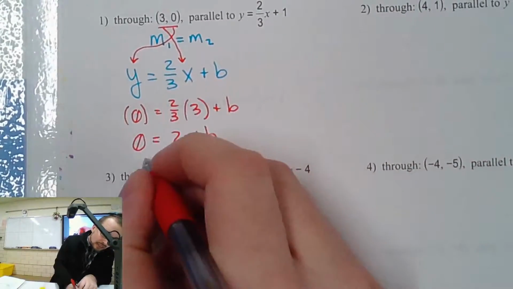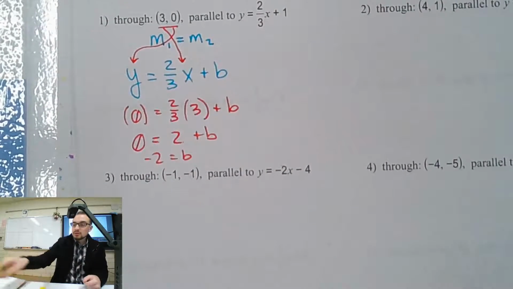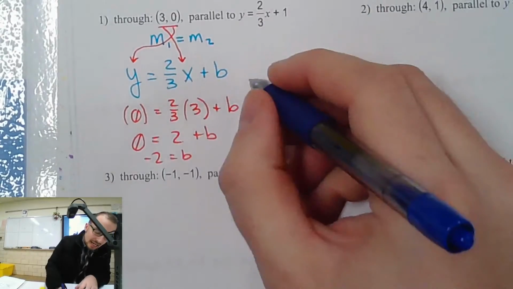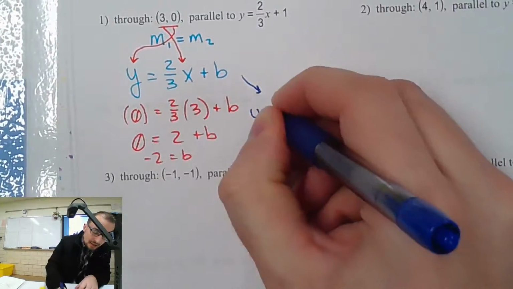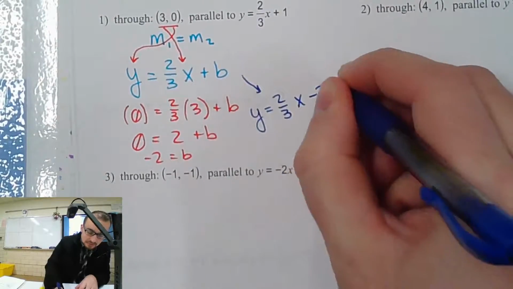When we move 2 over, we get negative 2 equals b, which means our y-intercept is at negative 2, which means our equation is actually going to be y equals 2/3 x minus 2.